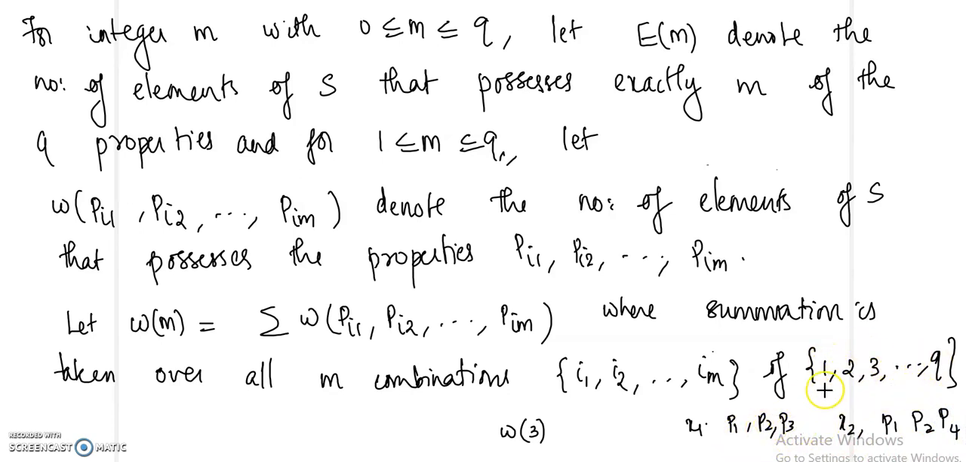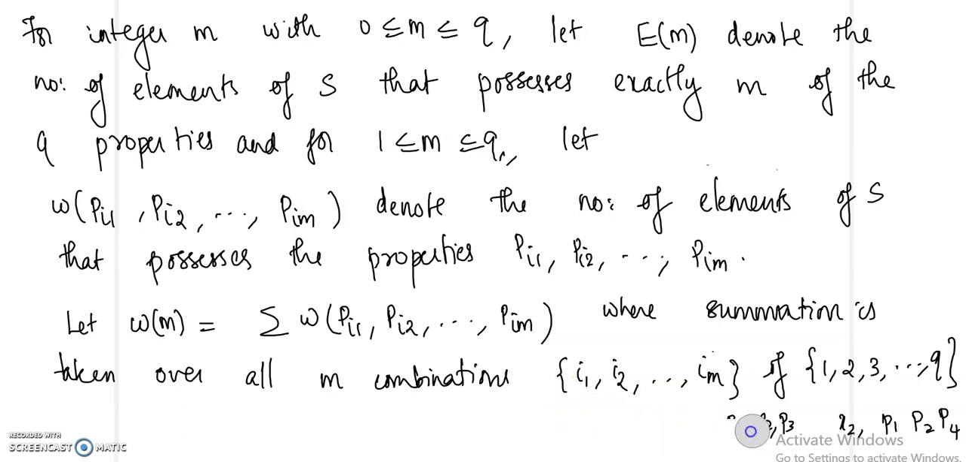So among our q properties we can take any 3 combination. I can take 1 2 3 or 1 2 4 or 2 3 4. So we take the combinations of 3 properties at a time, and that count will give omega of 3. So omega of Pi1, Pi2, Pim is the number of elements that possess the properties Pi1, Pi2, Pim. Omega of m is the summation over all m combinations. So that is omega of m.